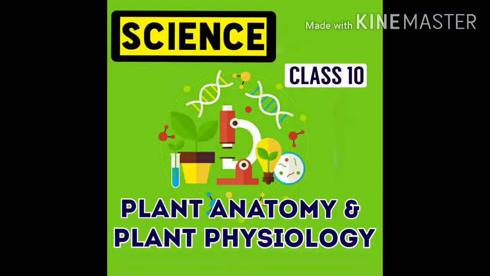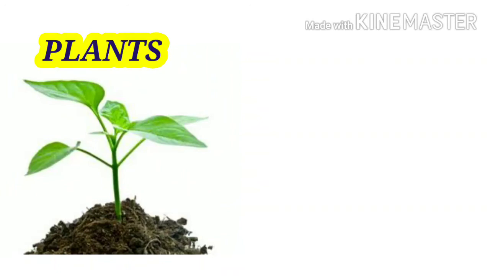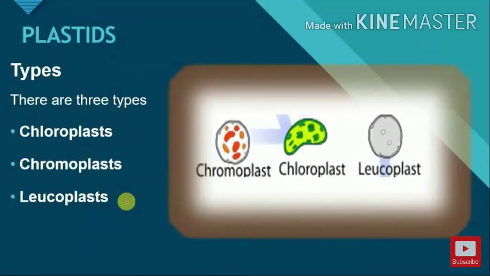Good morning children. In this class we will see the plastids. Plastids are double membrane bound organelles found in plants and some algae. They are responsible for preparation and storage of food. There are three types of plastids.